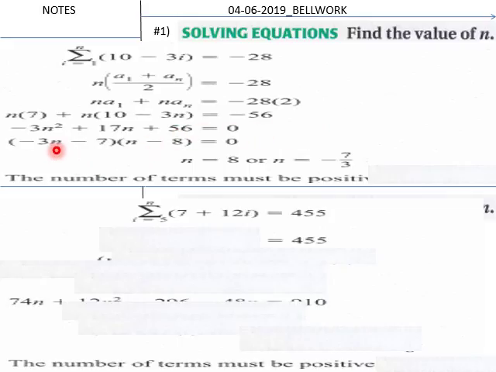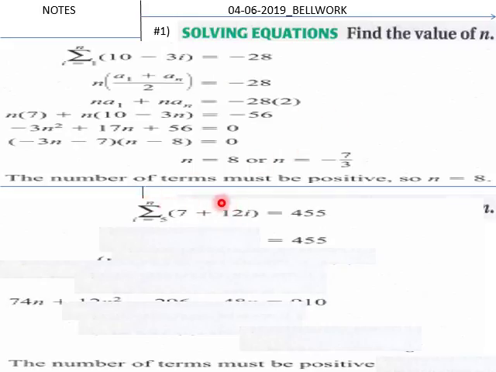And then we factor 2 binomials out as a trinomial. And then we get this solution, n equals 8 or n equals negative 7 over 3. The number of terms must be positive, so n equals 8. Here is your solution for number 1.